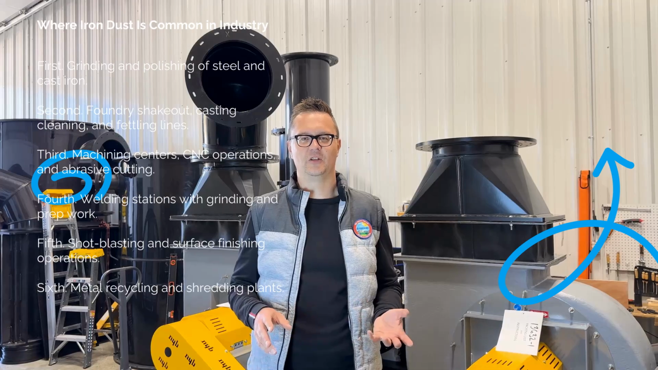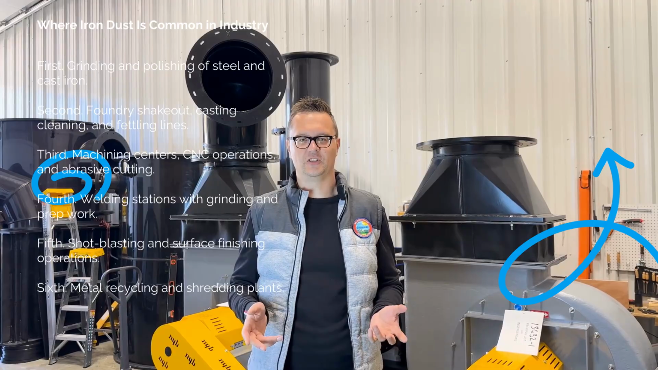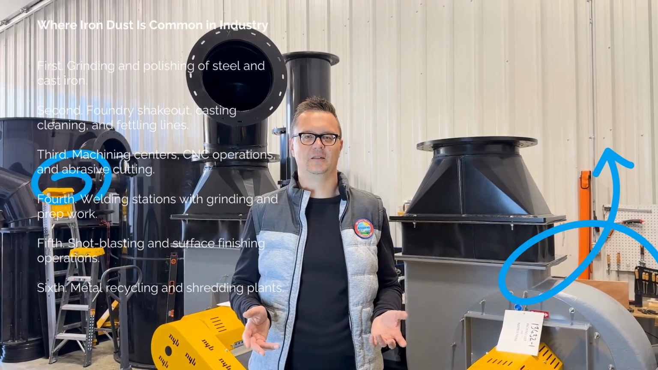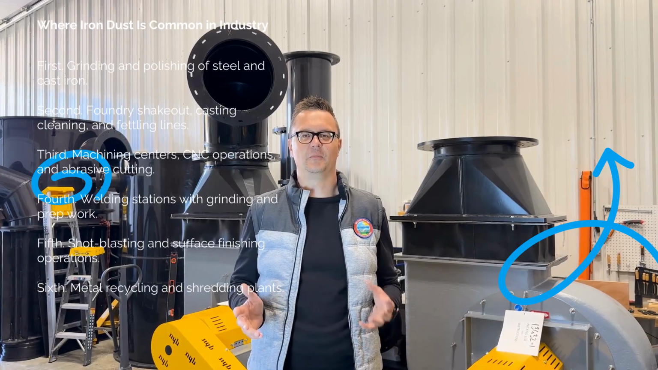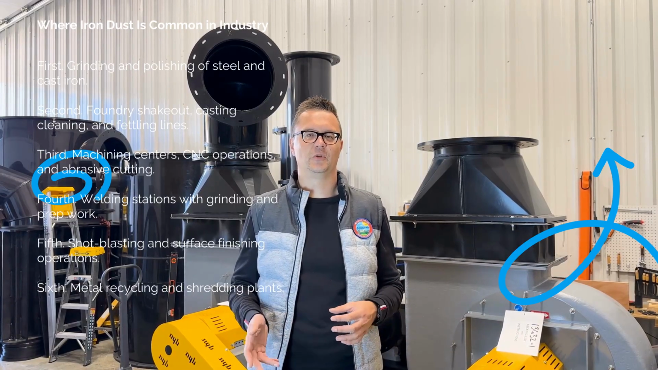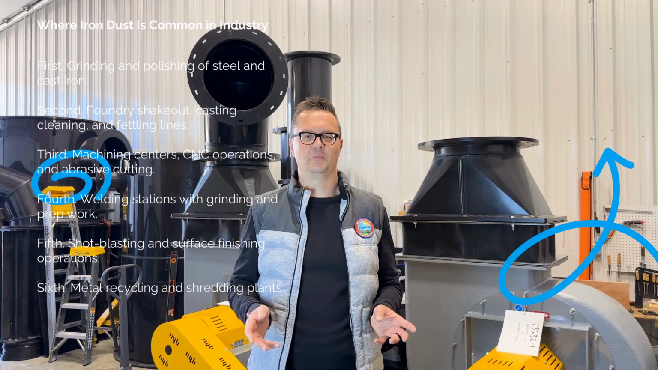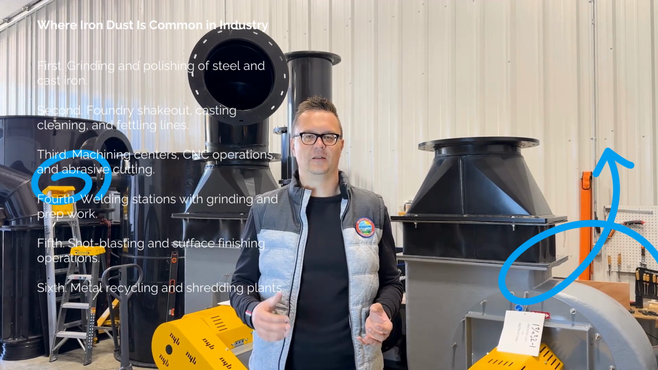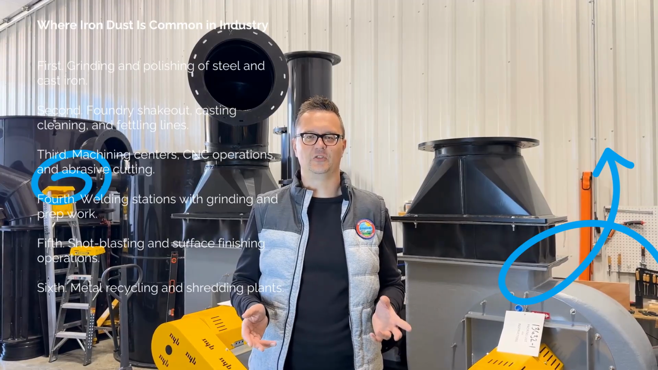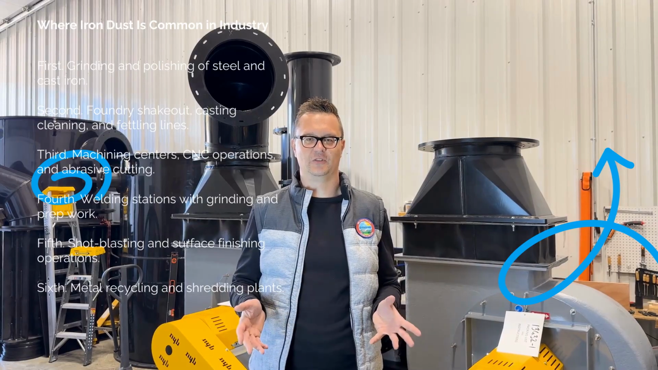Where iron dust is common in industry, you will find iron dust in first, grinding and polishing of steel and cast iron. Second, foundry shakeout, casting, cleaning, and fettling lines. Third, machining centers, CNC operations, and abrasive cutting. Fourth, welding stations with grinding and prep work. Fifth, shot blasting and surface finishing operations. Sixth, metal recycling and shredding plants. Anywhere iron parts are shaped or cleaned, dust appears.